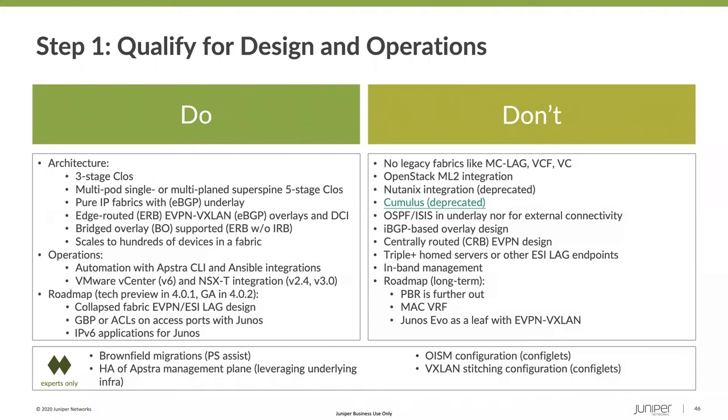First, it's qualifying the design and operations. There are some limitations within Apstra which are built in by design. So we have two columns here, do and don't. The do is what we do support, and the don't is what we do not support. On the architecture side, as discussed, we support three-stage and five-stage Clos. We can also do pure layer three only, with no overlay, using eBGP. Still, if you want to do any routing, we only do ERB, no CRB. We can also support a pure layer two bridge overlay, and this scales to hundreds of devices in a fabric.